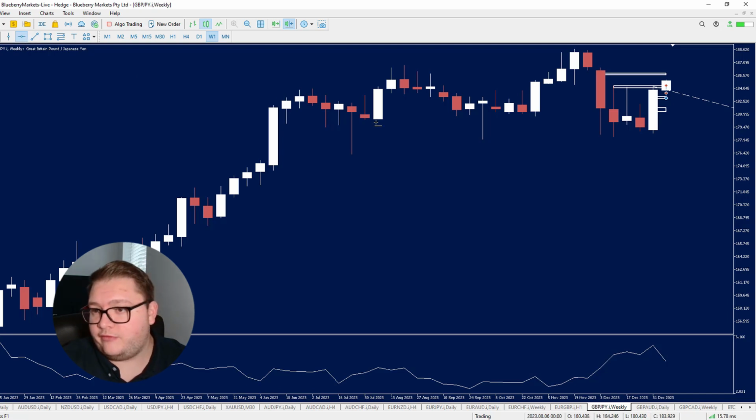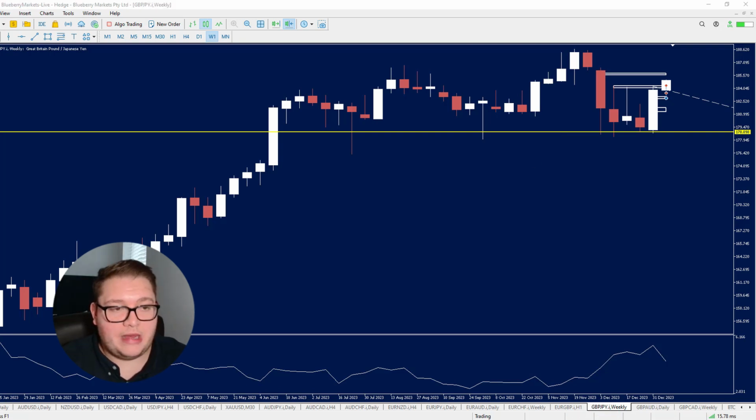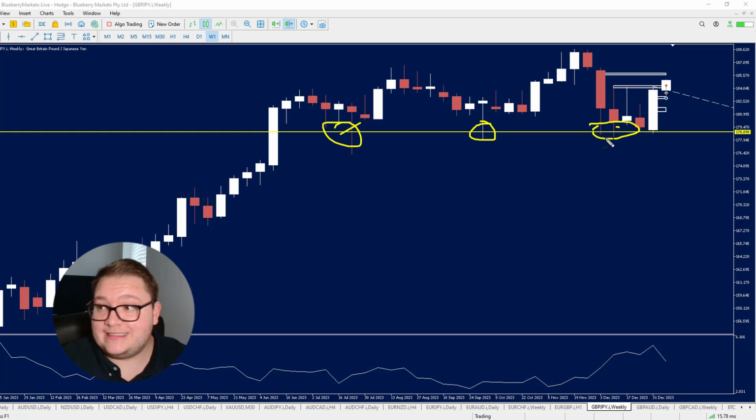Now, this was off the back of price coming down towards this sort of 179 area. Now, we can see in the past that the market has reacted to this area on a number of occasions. So back through here, for instance, and most recently through the month of November and December, we rejected in and around this 179 area.